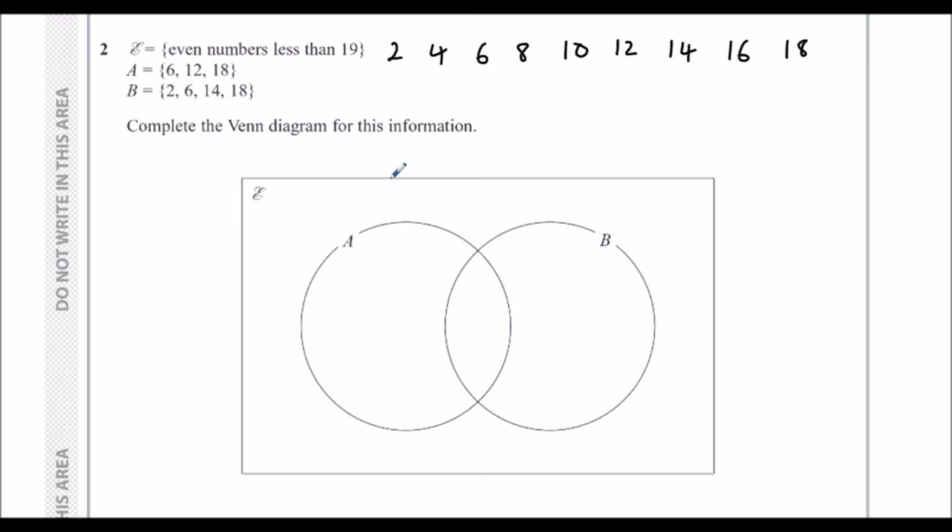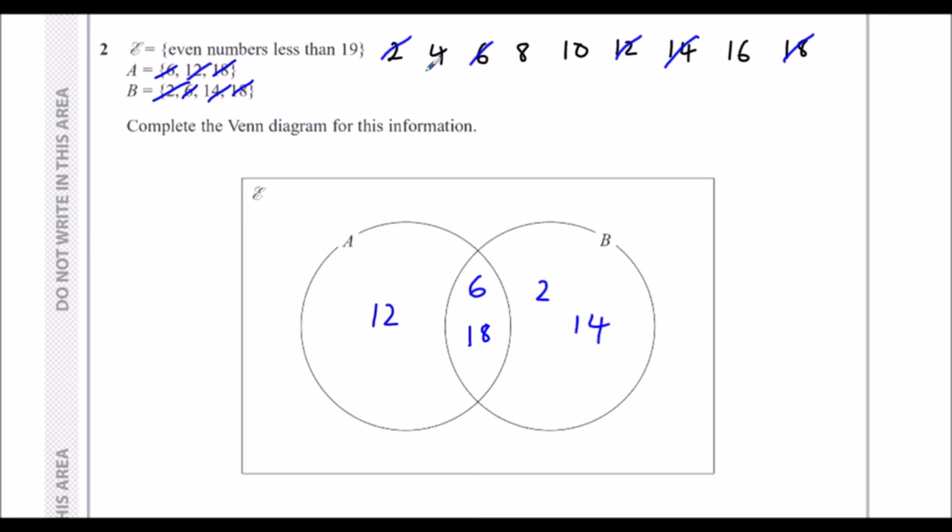And the question says complete the Venn diagram. So what's in both circles? We've both got a 6. 6 is in both circles. And 18 in both circles. Then in the A circle is just 12. So 12's gone. In the B circle, we've got 2 and 14. So that's 2 and 14.